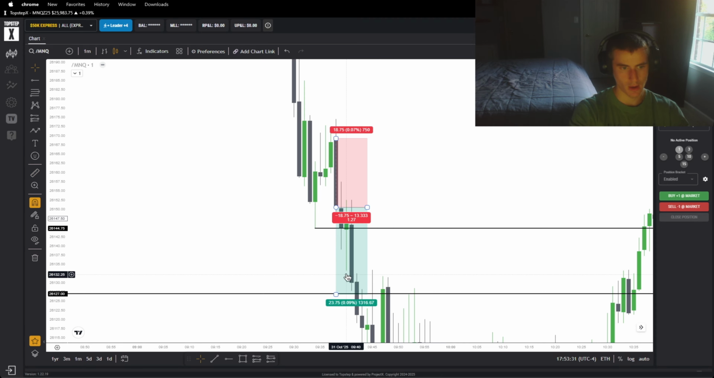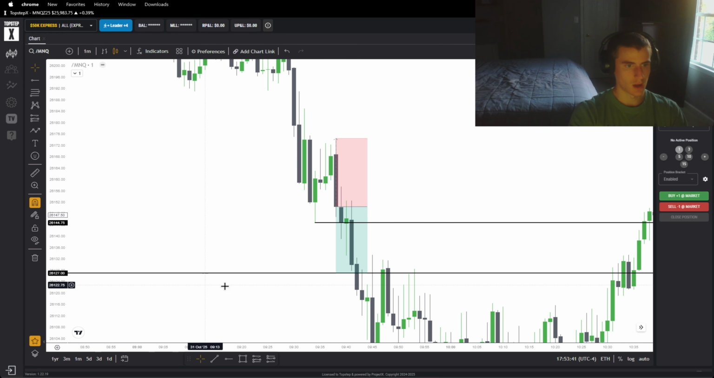We were 6 points away from the draw on liquidity. I'm not going to take that chance of price just reversing for no reason. And yeah, taking that loss essentially. But yeah, that was the trade, a discretionary trade.